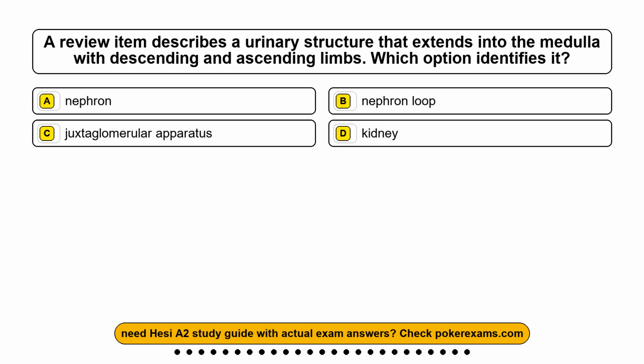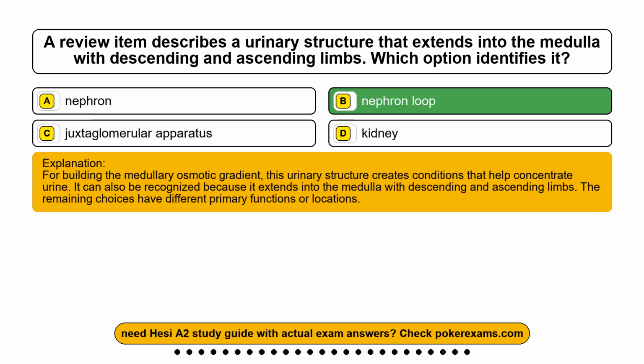Question 23. A review item describes a urinary structure that extends into the medulla with descending and ascending limbs. Which option identifies it? Option A, nephron. Option B, nephron loop. Option C, juxtaglomerular apparatus. Option D, kidney. The correct answer is option B, nephron loop. For building the medullary osmotic gradient, this urinary structure creates conditions that help concentrate urine. It can also be recognized because it extends into the medulla with descending and ascending limbs. The remaining choices have different primary functions or locations.